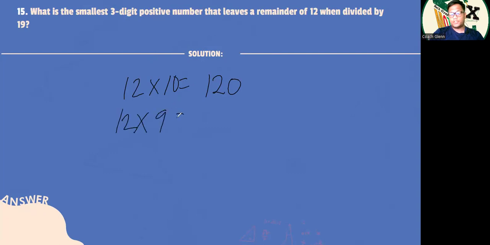Let's check if it's still three-digit. That's going to be 120 minus 12. So that's equal to 108. Okay. Next, 12 times 8. So 12 times 8 is going to be equal to 96. Okay. So as what we can observe, this is not a three-digit. So now since we need to have a remainder of 12, we just add 12 for each.